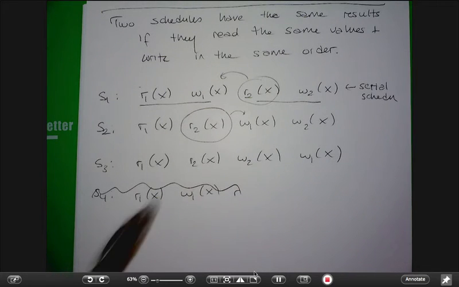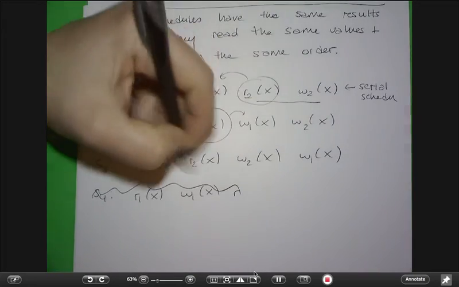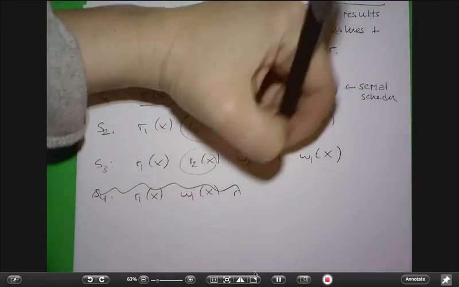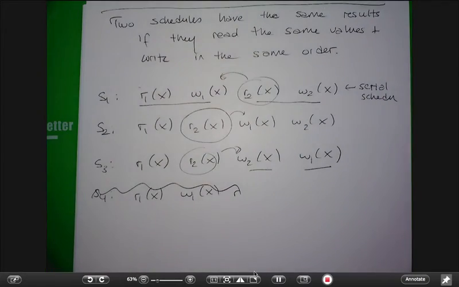Okay. Is this 2 the same? Well, it's the same problem here, plus the last value written here is the one for W1, whereas in the top one it is W2, right? So neither S2 nor S3 is equal to S1. So can I find one that is serializable here? Not for these 4 operations, I think.